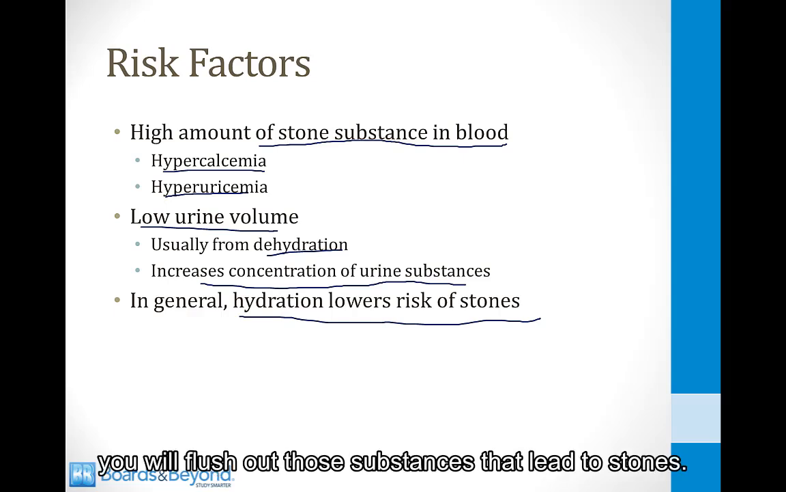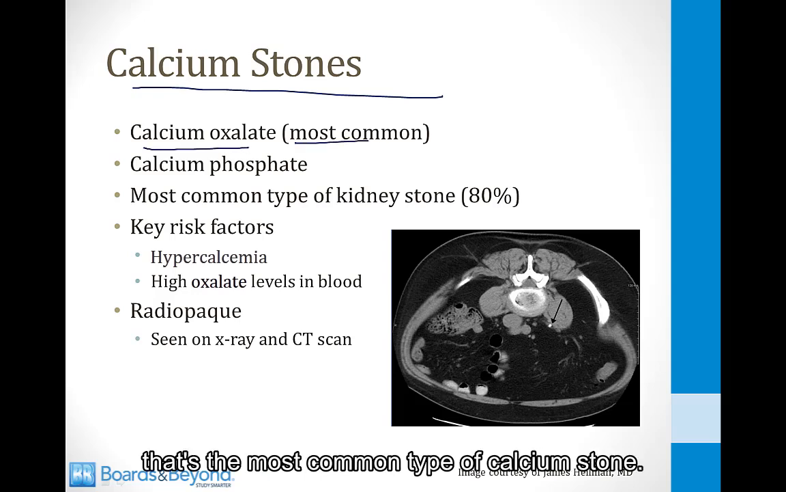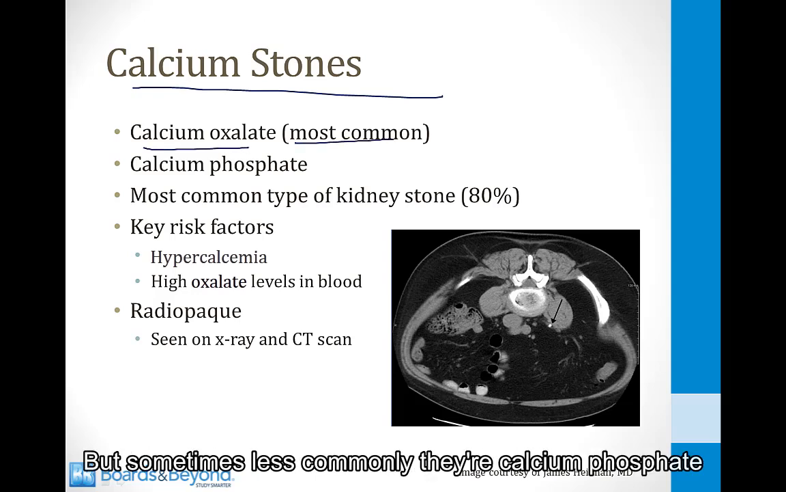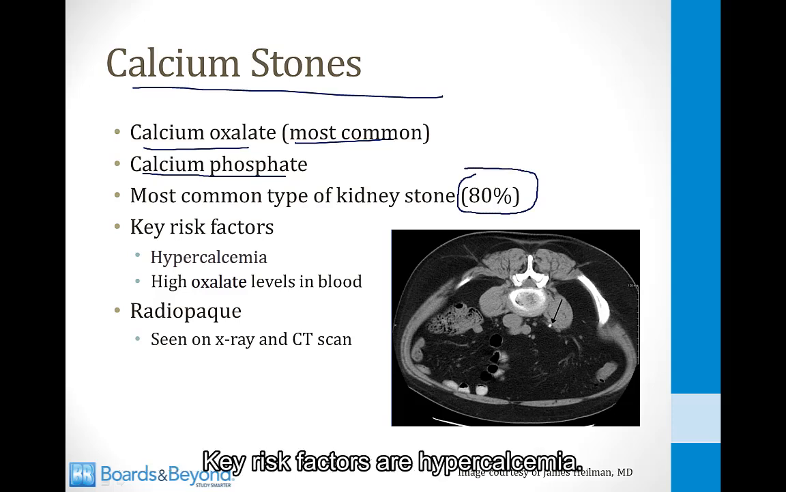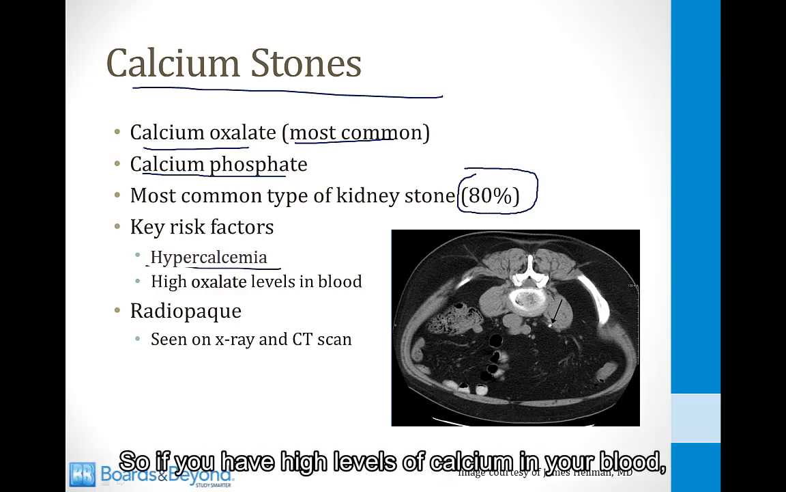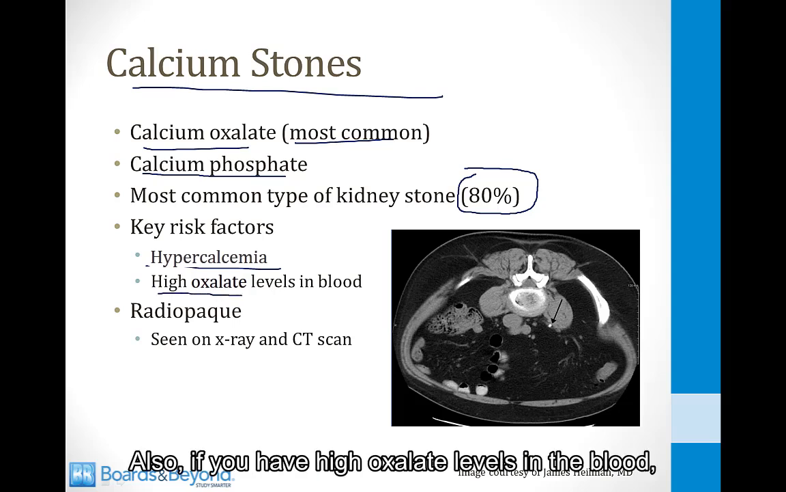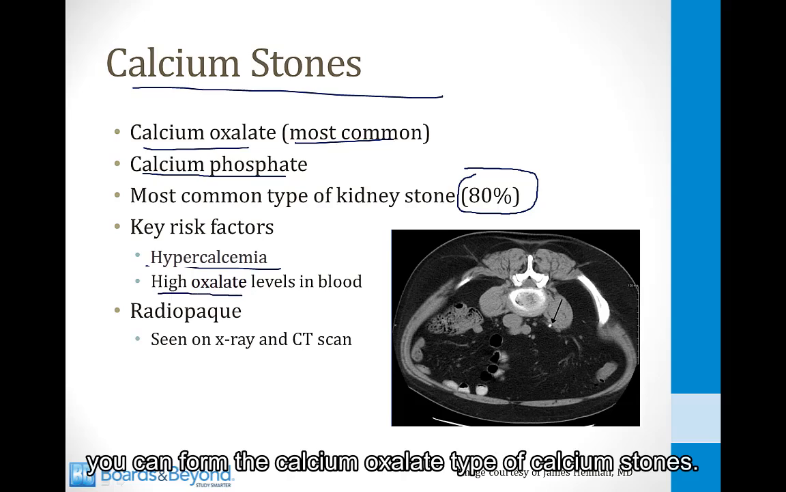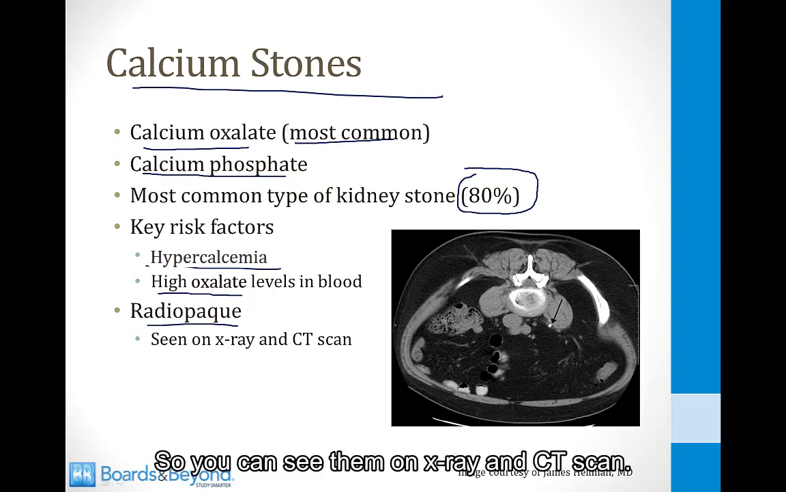So the first type of stone we'll talk about is the most common type, and those are calcium stones. These are usually calcium oxalate. That's the most common type of calcium stone, but sometimes, less commonly, they're calcium phosphate, and these account for about 80% of kidney stones. Key risk factors are hypercalcemia. So if you have high levels of calcium in your blood, there's more calcium in the urine and you can form these stones. Also, if you have high oxalate levels in the blood, you can form the calcium oxalate type of calcium stones. And these are radio-opaque stones, so you can see them on X-ray and CT scan.